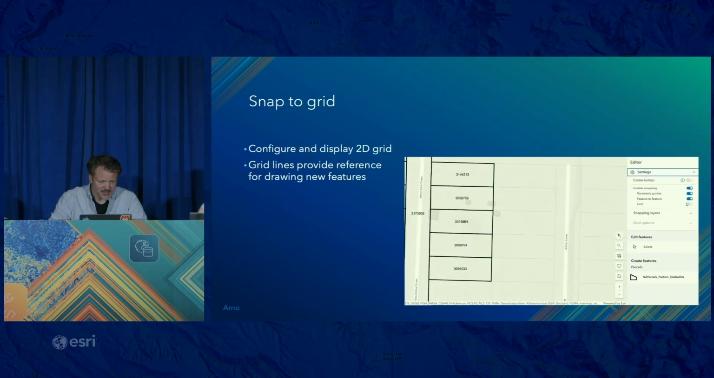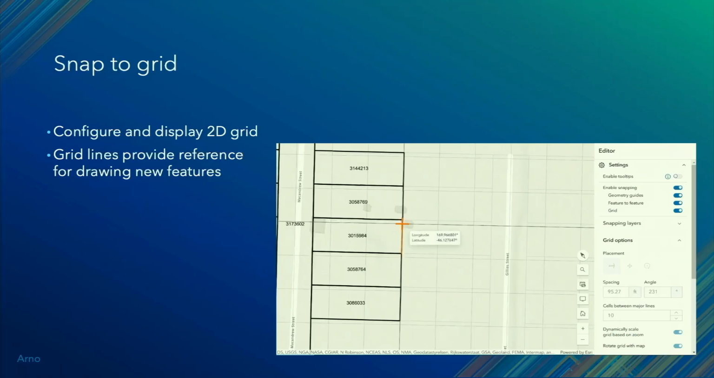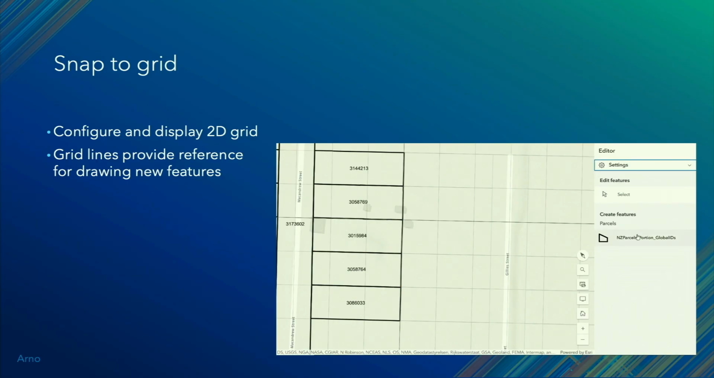More Sketch improvements is snapping to grid. This is really useful in a map where you, for example, want to extend rectangular shapes. You can show a grid. You can customize the grid or resize the grid to existing features in your scene, and then draw new features that snap to this grid.